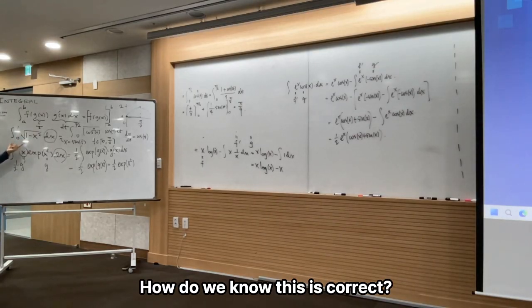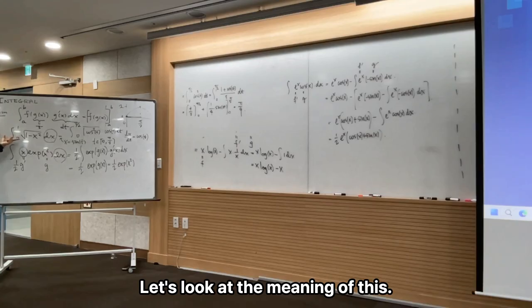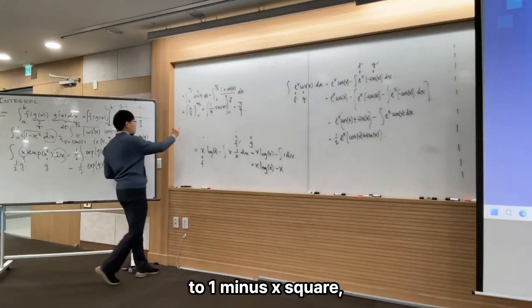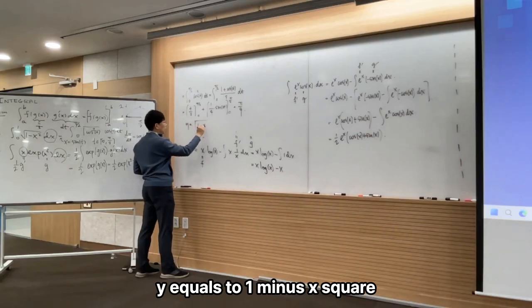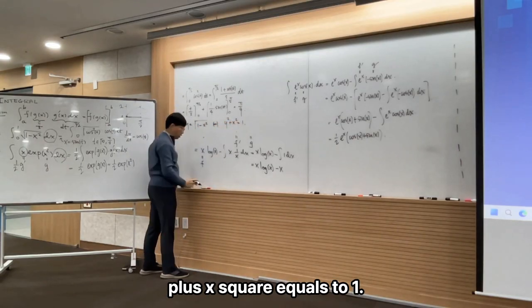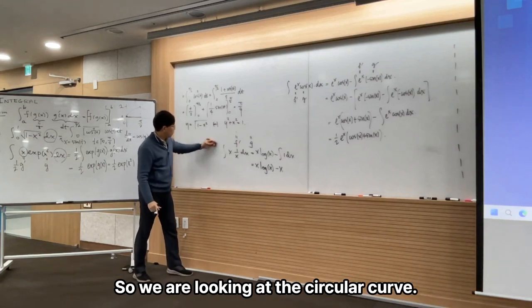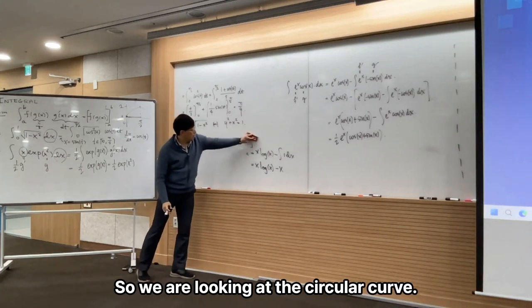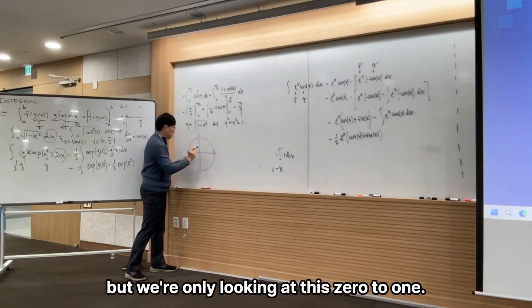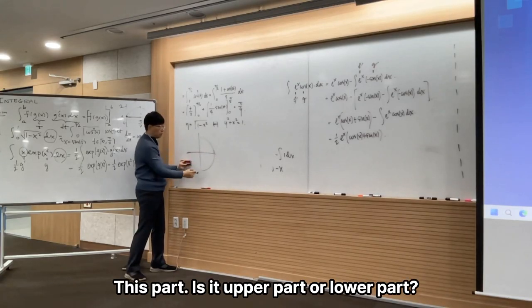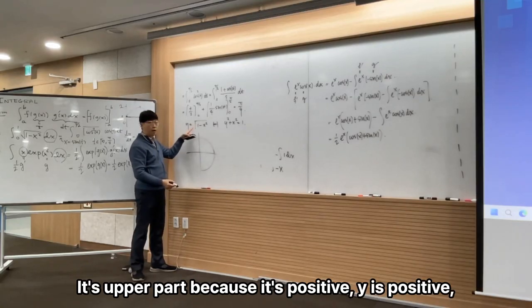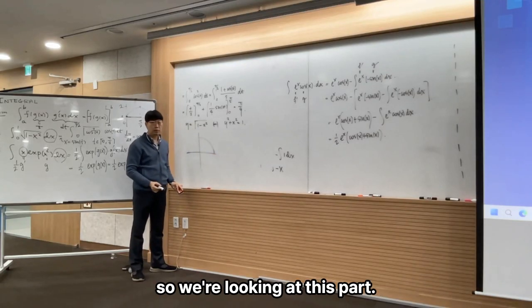How do we know this is correct? Let's look at the meaning of this. We have a function, y equals the square root of 1 minus x squared, which means that y squared plus x squared equals 1. That's a circle, right? So we are looking at the circular curve on 0 to 1. We have a circle here, but we're only looking at this part from 0 to 1. Is it the upper part or lower part? It's the upper part because y is positive, so we're looking at this part.